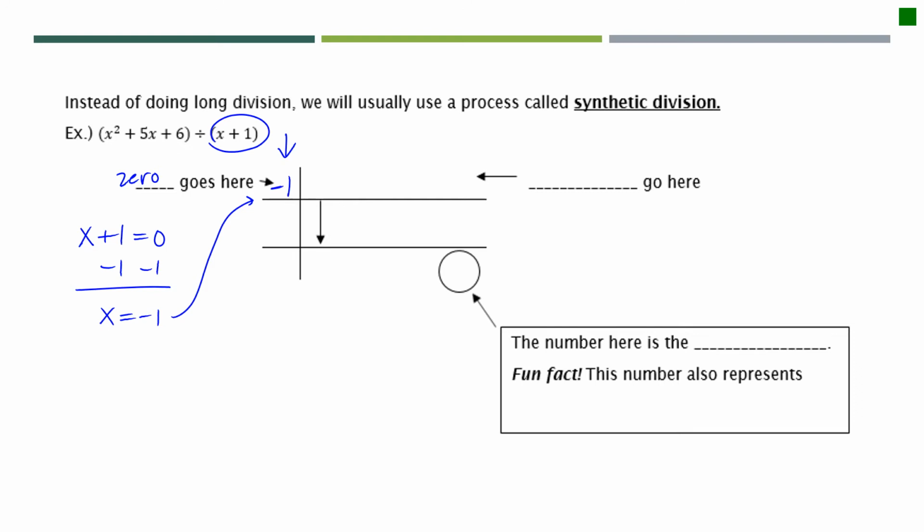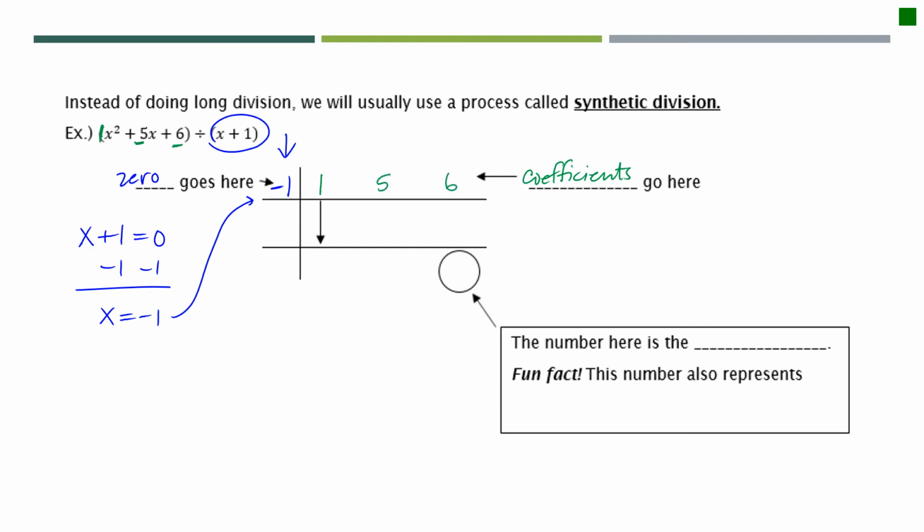Now, in the next section, we're going to put all of our coefficients. Coefficients are numbers that are in front of the variables. So I'm going to take a 1, a 5, and a 6, and those go here. And it's very important, by the way, that you're not skipping over anything.